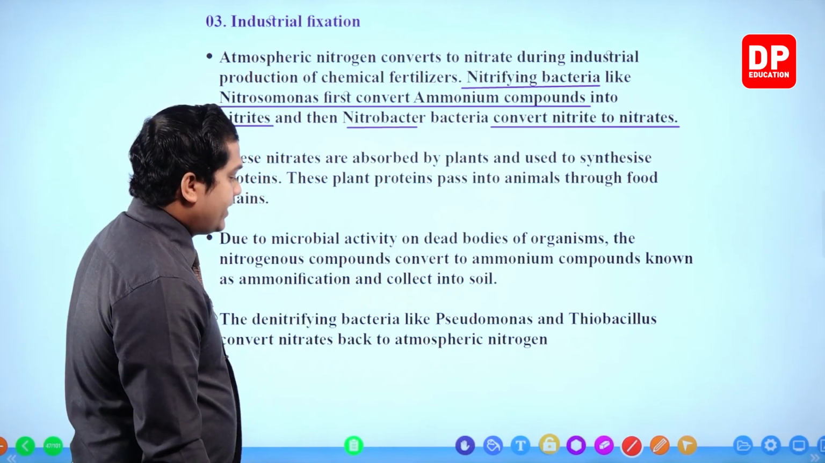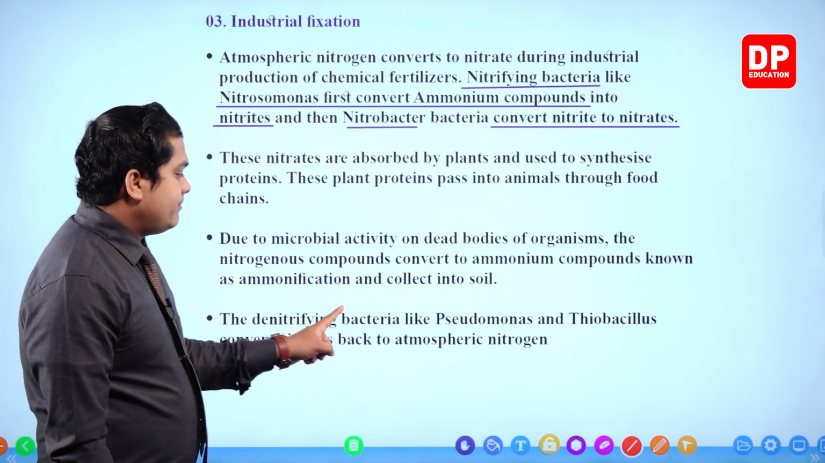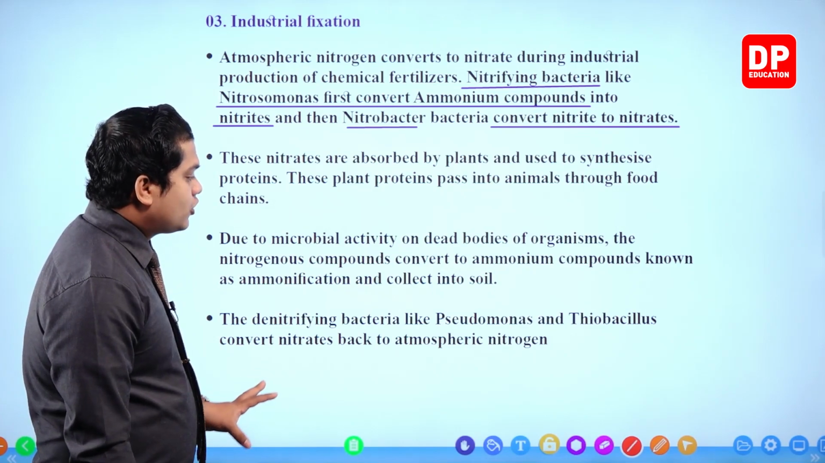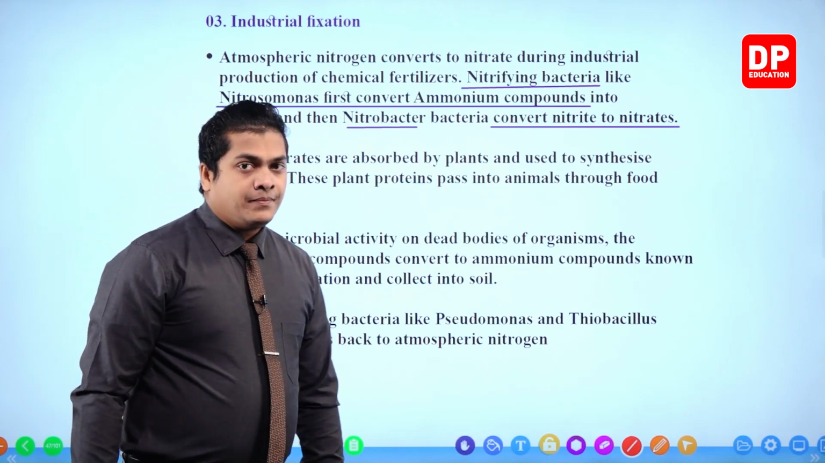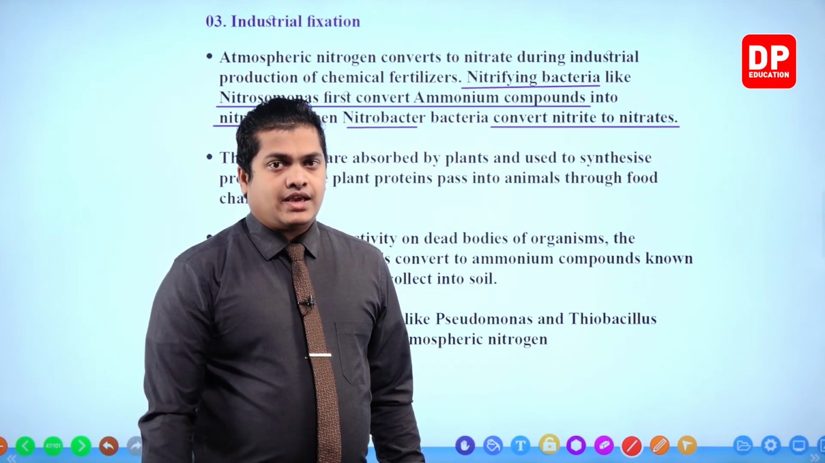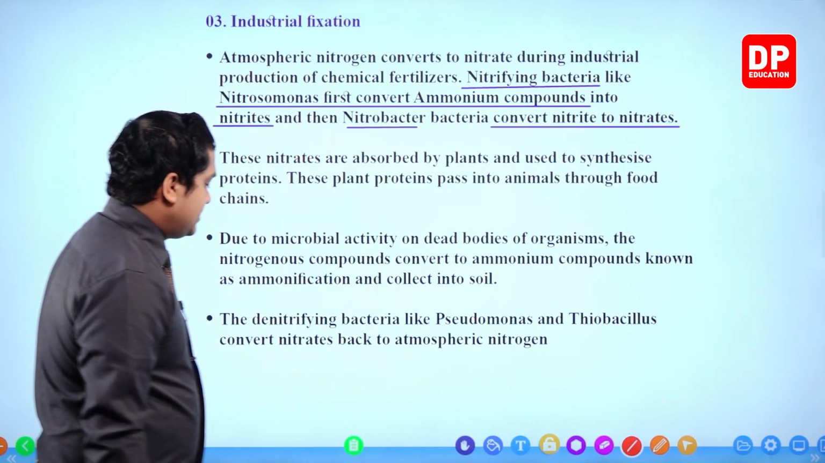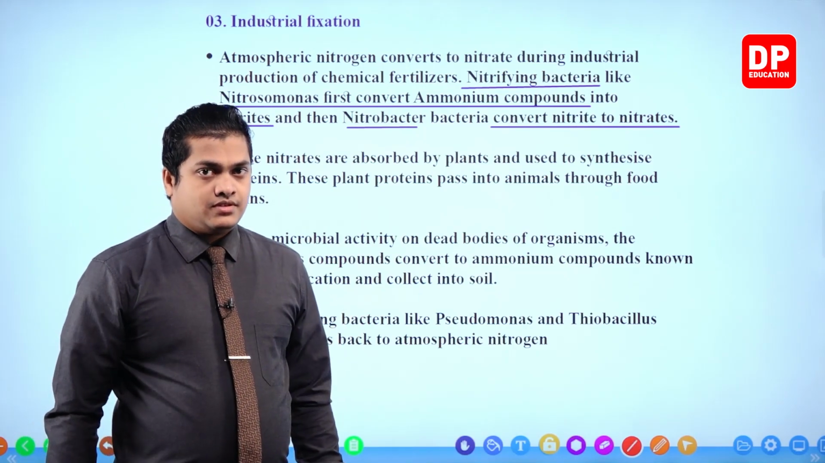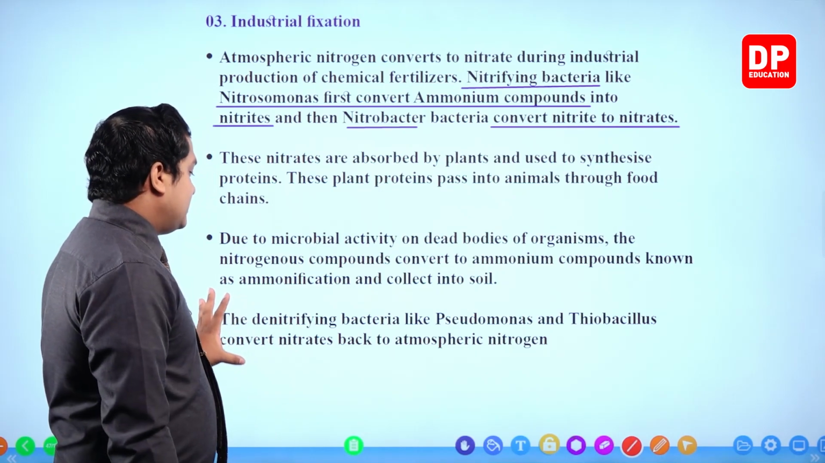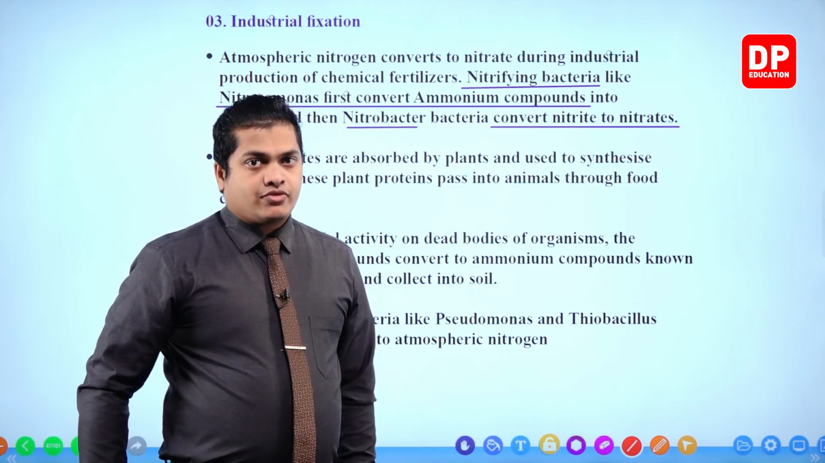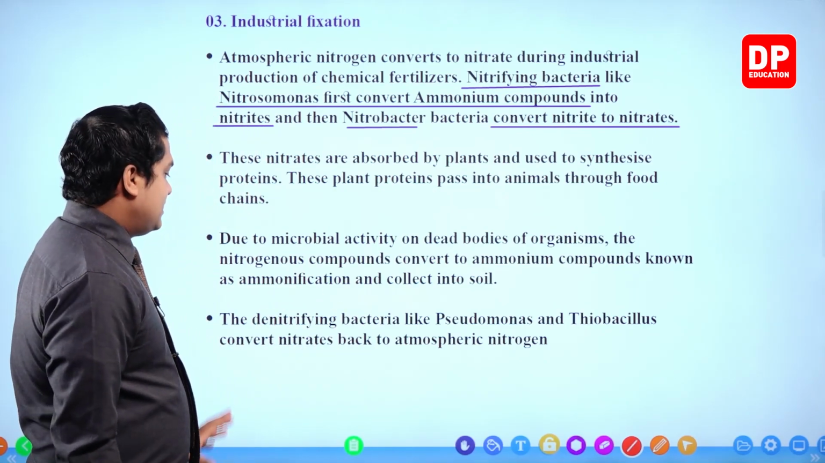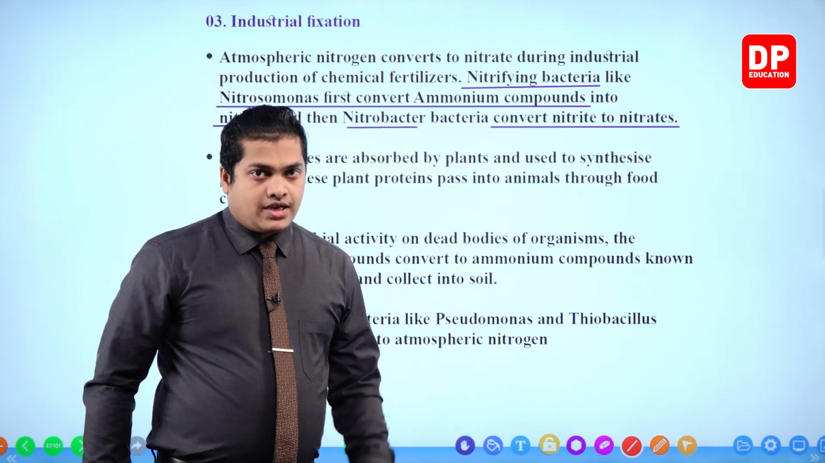Then, the denitrifying bacteria like Pseudomonas and Thiobacillus convert nitrates back to atmospheric nitrogen. Now, the process of releasing these compounds once again as nitrogen is carried out by microorganisms. So, who are these microorganisms? The denitrifying bacteria. These are the type of microorganisms that help in converting nitrates back into atmospheric nitrogen. Denitrifying bacteria like Pseudomonas and Thiobacillus convert the nitrates back into atmospheric nitrogen, which is released to the environment.